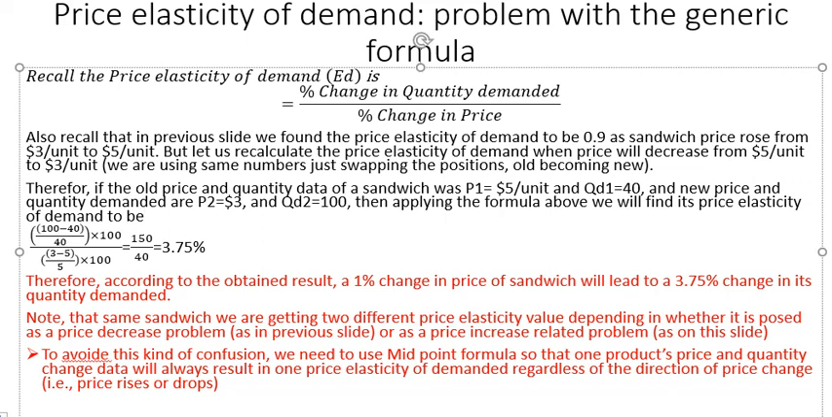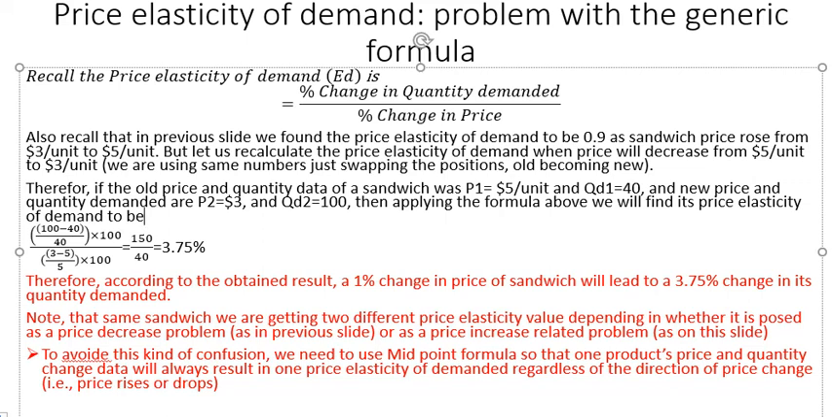So now we start with a higher price, $5 a unit, and at that price 40 pieces were demanded, and now when the price becomes cheaper, $3 a piece, quantity demanded increases to 100. So notice the number pairs are the same: $5 a piece, 40 pieces demanded, $3 a piece, 100 pieces demanded.